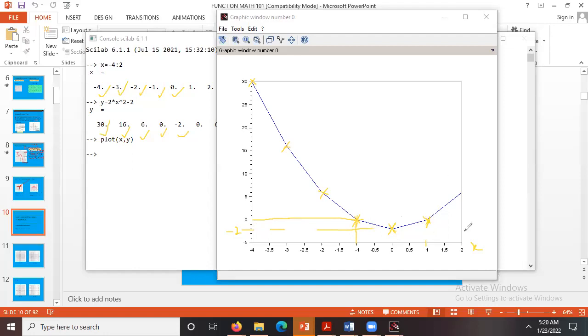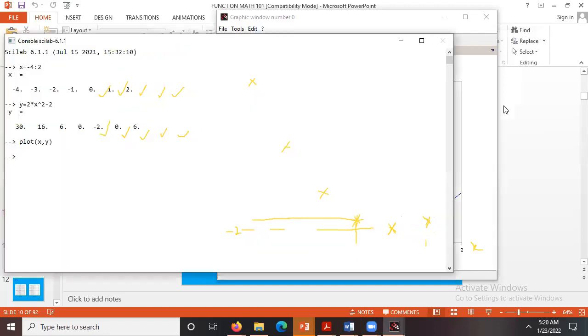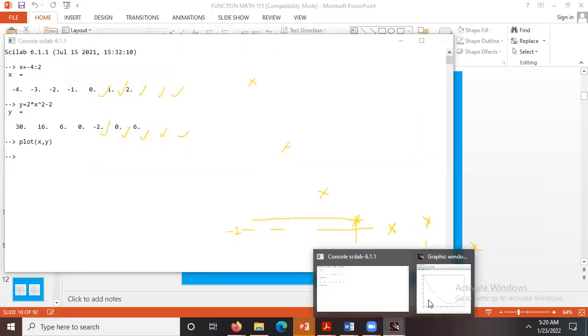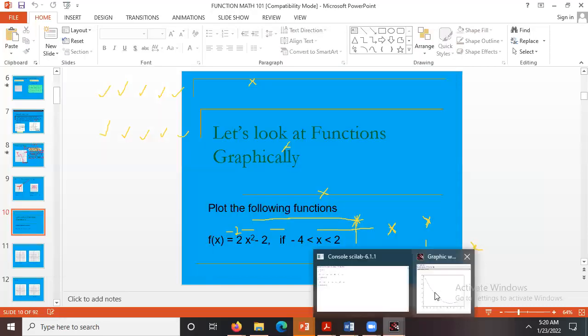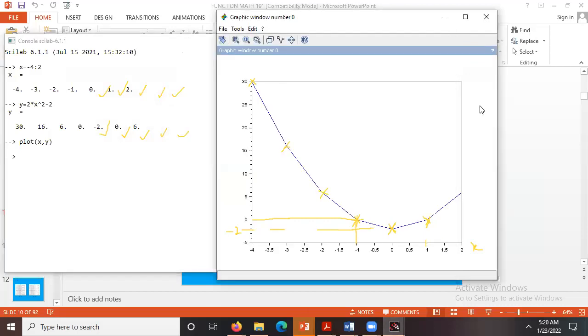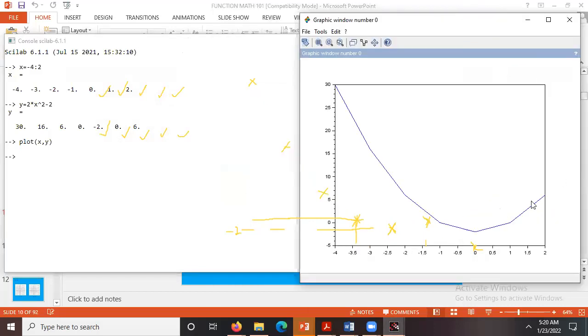Okay. And then finally we have 2 and what? So the last point is, yeah, so our last point will be 2 and 6. Okay, so you locate that point 2 and then you plot it. Now this is how we can generate the plot of our function.